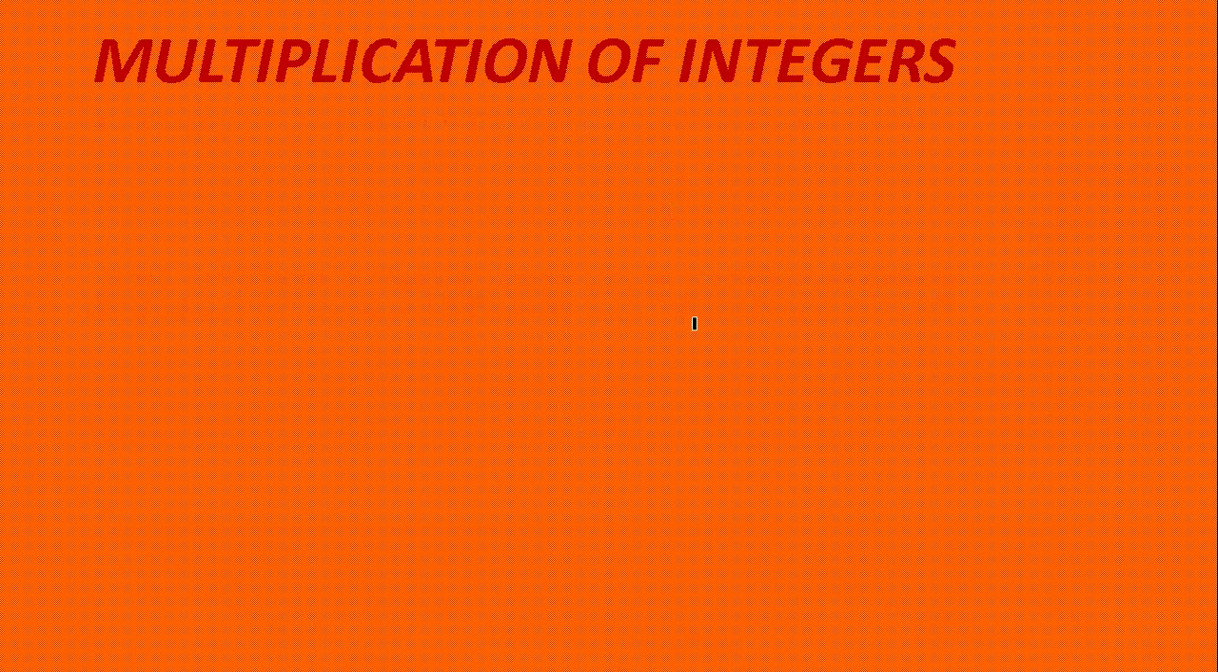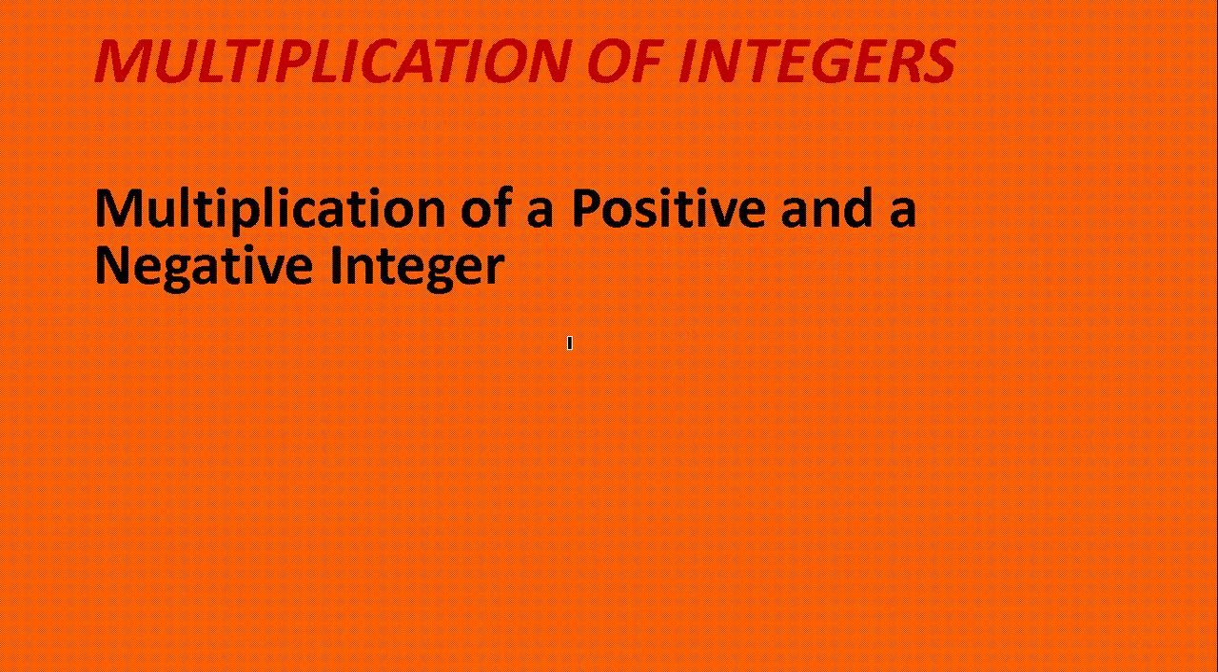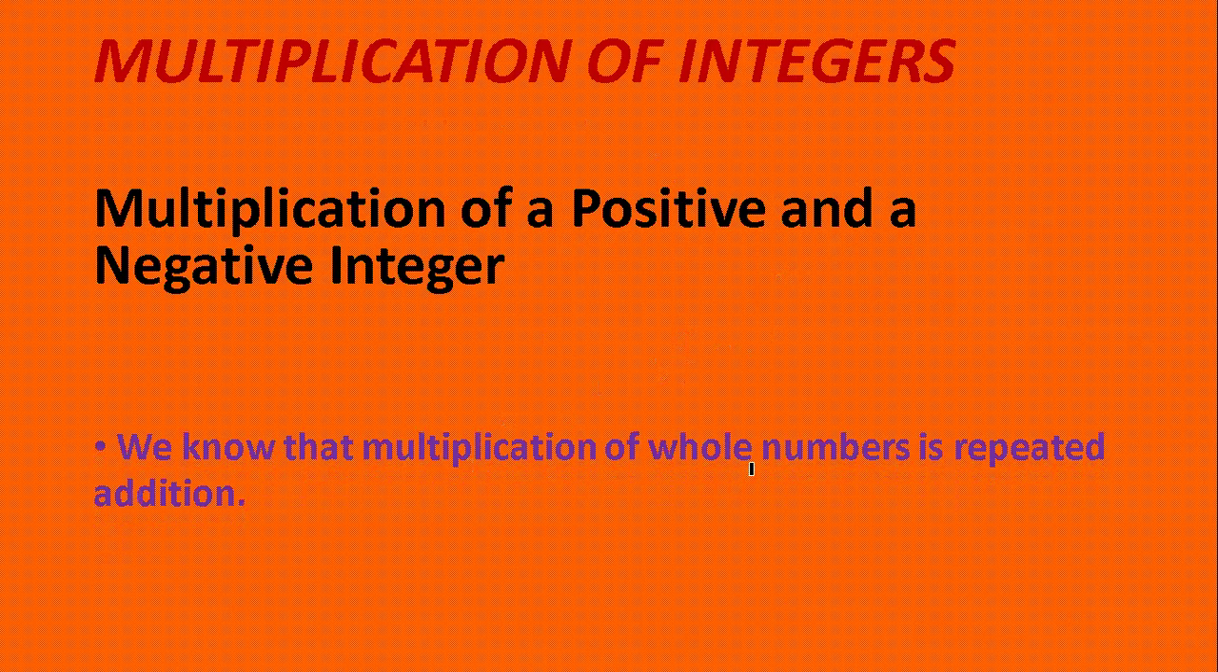Multiplication of integers. Multiplication of a positive and a negative integer. What happens if we multiply a positive integer and a negative integer? We know that multiplication of whole numbers is repeated addition. This is a fourth class concept. Multiplication of any number is repeated addition.